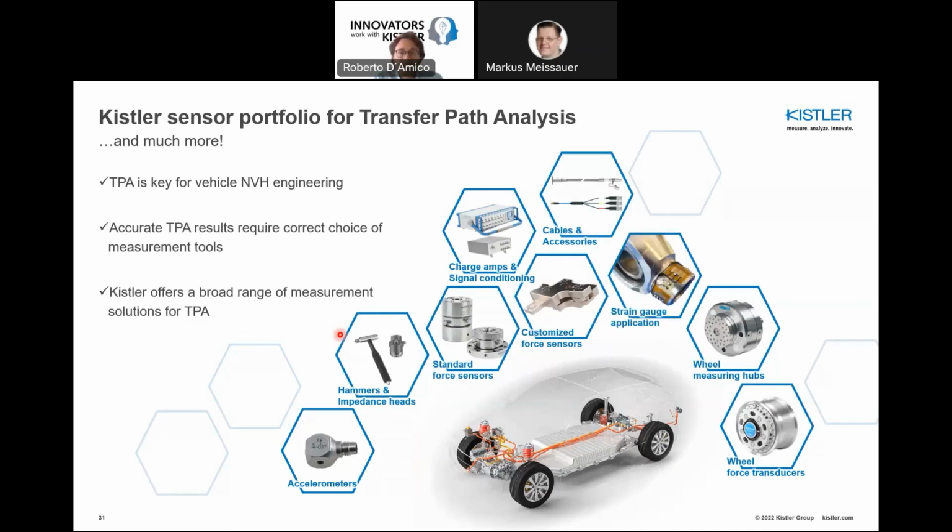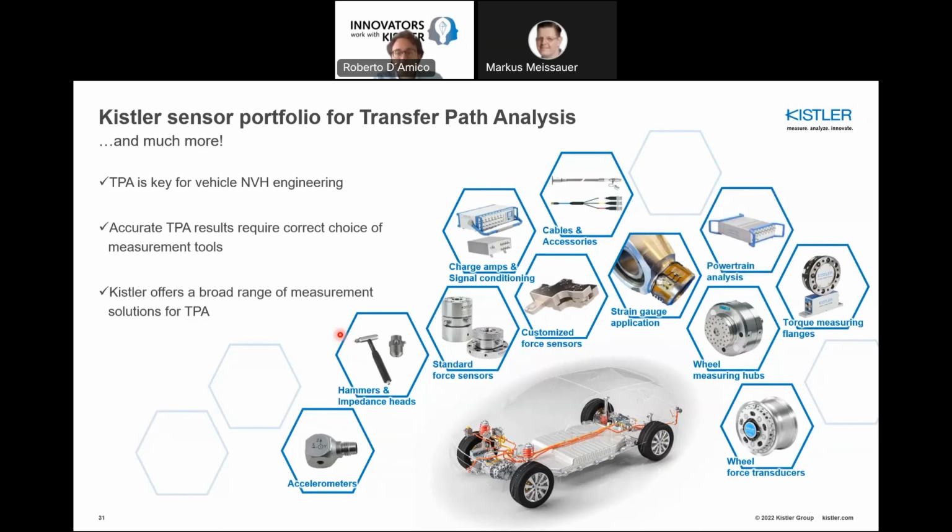And then there are some areas we didn't go through, but Kistler also has products which could be useful in this direction, like strain gauge applications, torque measuring flanges, and in general also tools for measuring electric motor dynamics. And finally, powertrain analysis, where we have the new KiBox 2 together with in-cylinder pressure sensors, if you want, of course, to learn more about your engine when doing transfer path analysis.